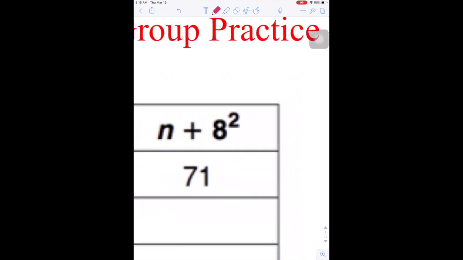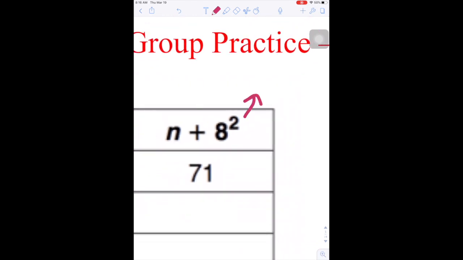So remember, whenever we have a number squared, that tells me how many times I'll see the base number. The base number is 8. So I see 8, and I'm going to see it twice. And remember, the operation between them is multiply. So 8 times 8 is 64.